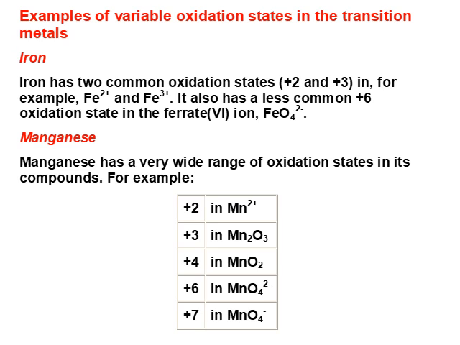Manganese has a wide range of oxidation states in its compounds. For example, Mn2+, and in Mn2O3 it is the +3 state. In MnO2 it is +4. In MnO4 2- it is +6. In MnO4- it is +7.